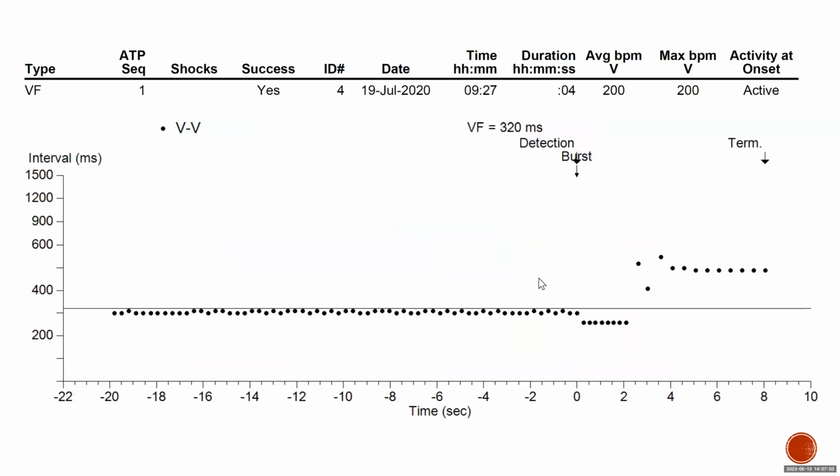Okay, so let's go through an example of a patient who had an event. So this is what you will see. The device will tell you the exact date where this happened. It will tell you what the device thought it was and what it did for that event. So you guys know what ATP is?